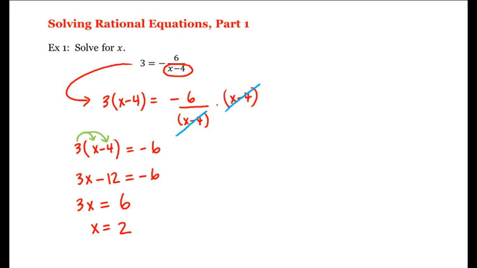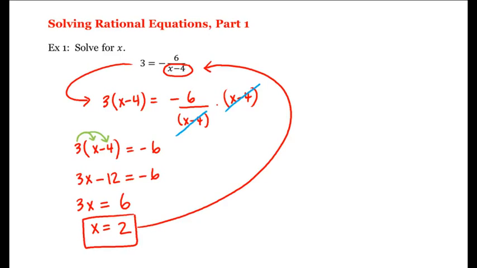Now, when solving rational equations, it's very important to check your answer and make sure that it doesn't make the denominator here 0. And it doesn't. The only excluded value is x equal to 4. So x equal to 2 would work and would be our answer.